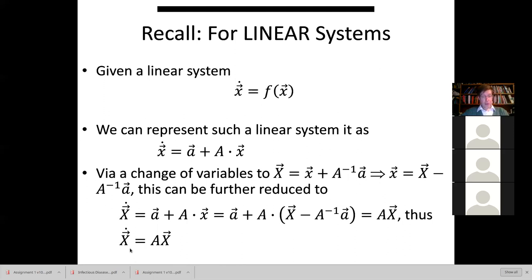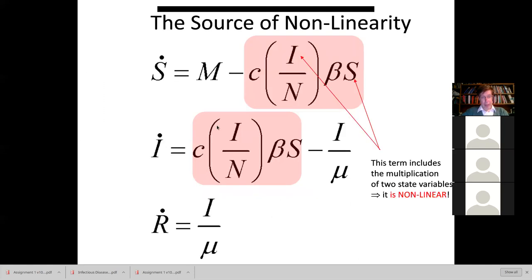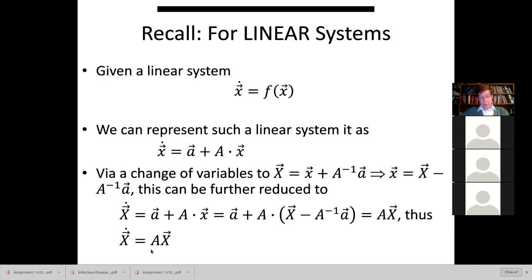Now, this would be for a linear system. We can represent it potentially with a bit of change of variables to reflect the fact we have an offset, like people coming in through M. We can represent it in this sort of way, x dot equals Ax. Okay, it's linear in x. This is why I call it linear algebra, right? You're multiplying a matrix times a vector. It's a linear combination of the elements of that vector that then drive the rates of change.